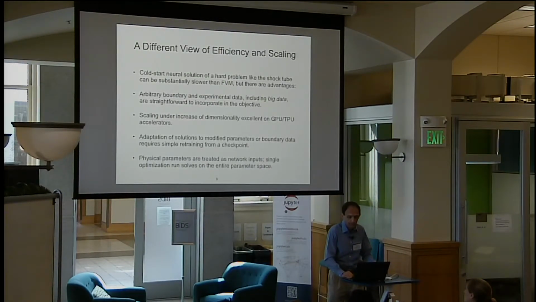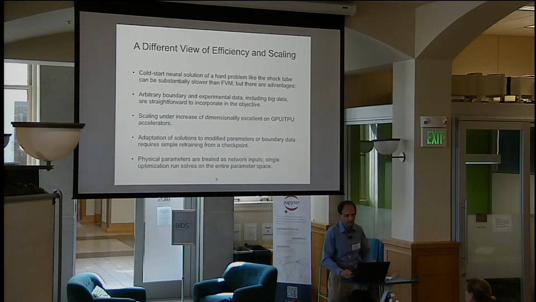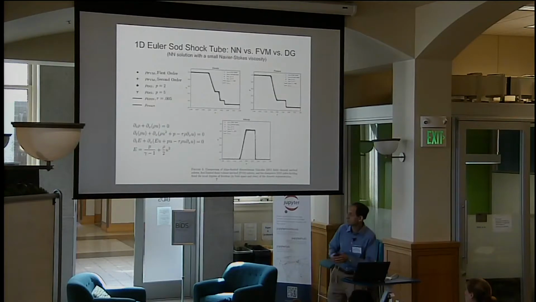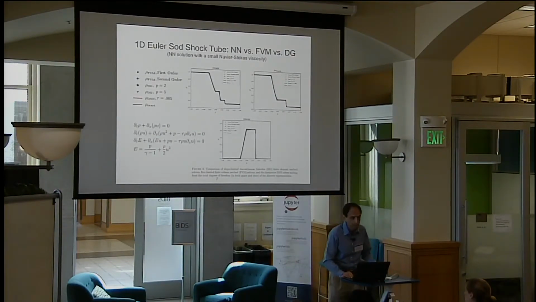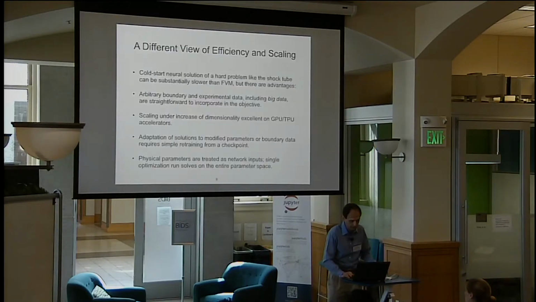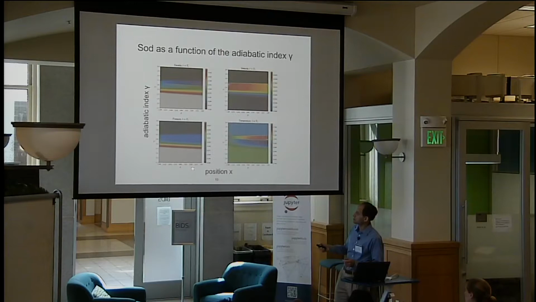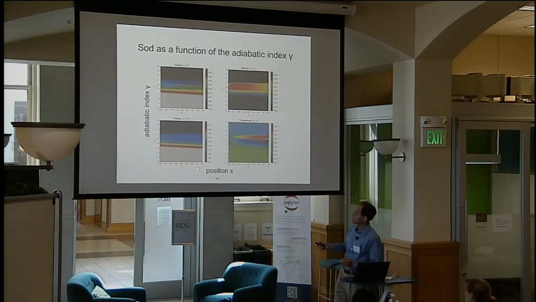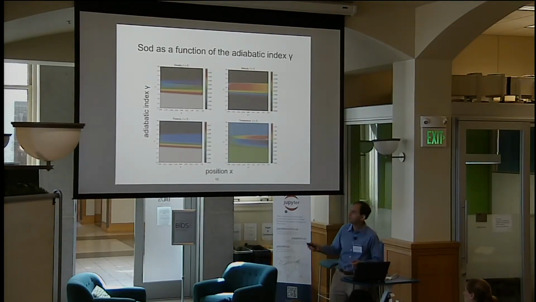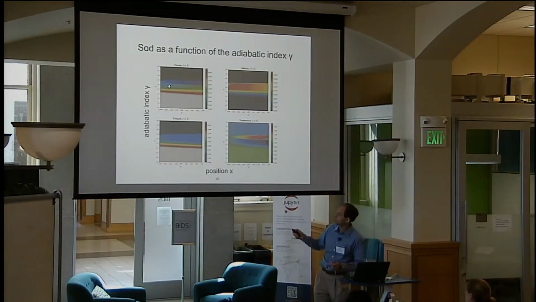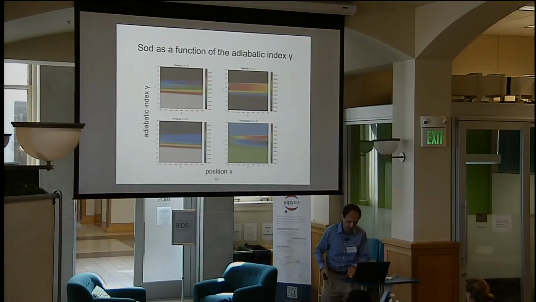And finally, parameters are treated as network inputs. So for example, here there was a parameter gamma, which is the so-called adiabatic index. Let's say that I'm in the business of solving this equation for different values of gamma. All that I have to do is treat gamma as a network input, and then I have a solution that is global, not only in space and time, but in the space of gamma. And that comes out straightforwardly. You can see how the shock wave location depends on the value of gamma.